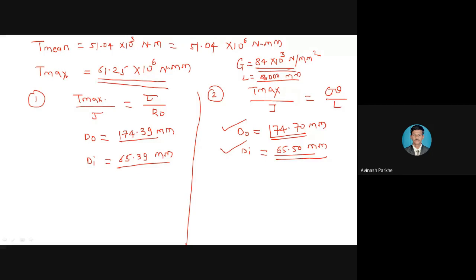Again, if the relation is given, calculate Tmax. If the relation is not given, take that particular T as it is for the further calculation. And then further processes are the same. Use the torsion formula based on the shear stress and the torsion formula based on the angle of twist. Calculate the diameters, compare the diameters, and take the maximum value of the diameter for the designing of the shaft. So there is no other variety in this particular type number 2.